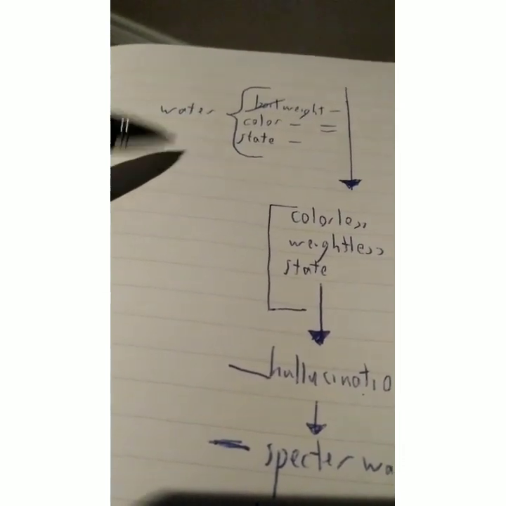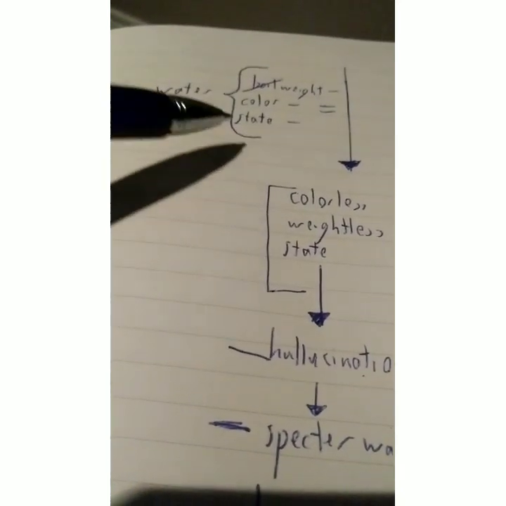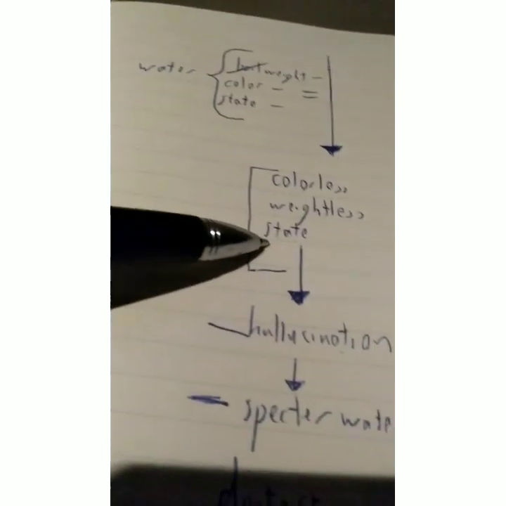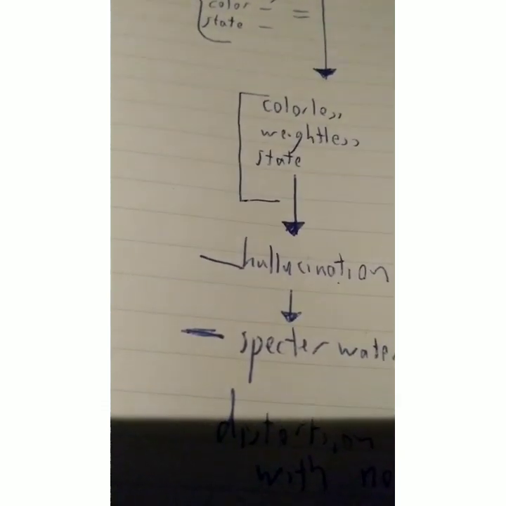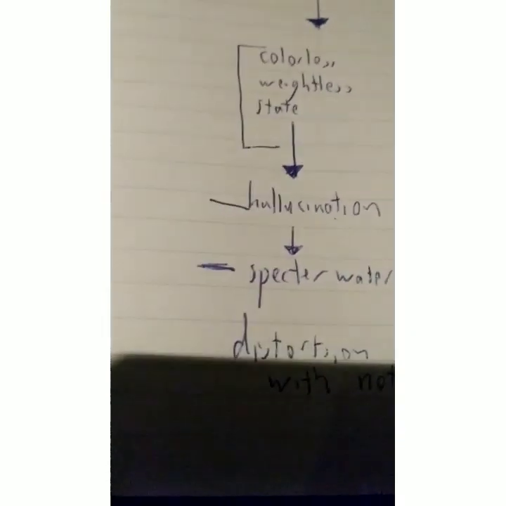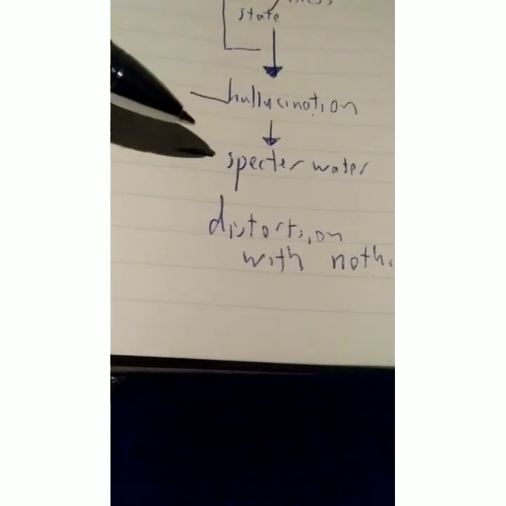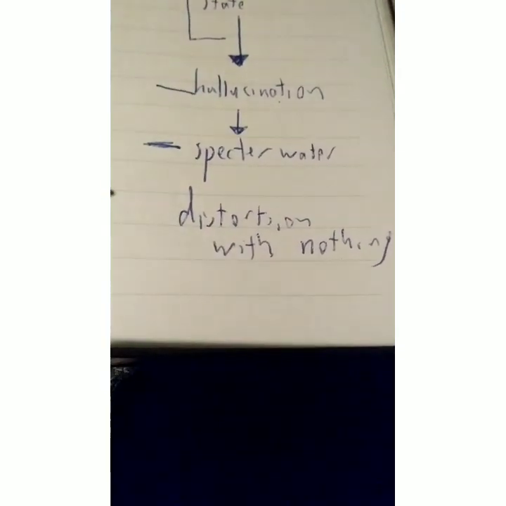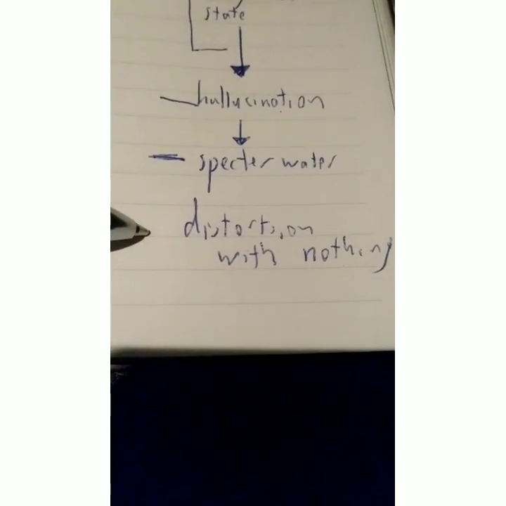I took water, I listed some of its properties, I subtracted them from themselves, so I ended up with a concept of a colorless, weightless state that made me think of hallucinations or spectral stuff, like white noise. And I kind of compared it to the water, and that reminded me of using nothing to distort objects. So I'm going to try to show you how that works.